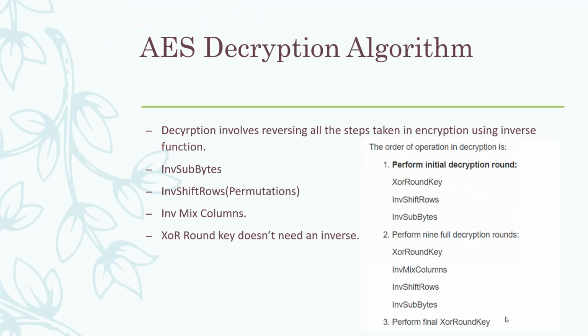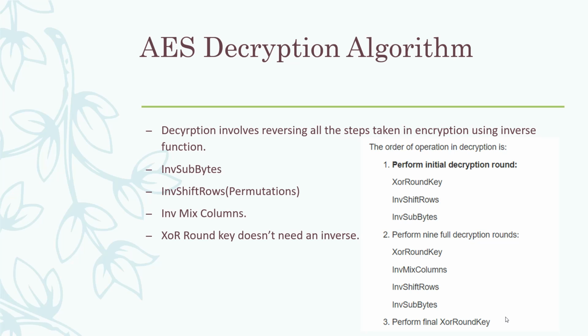AES decryption algorithm. Decryption involves reversing all the steps taken in the encryption using inverse functions. So you have inversing of the substitution of the bytes, inversing shift rows or the permutation, inversing the mixed columns. XOR round key does not need an inverse. All the rest of the steps require inversing. So this is the order of operations in decryption.